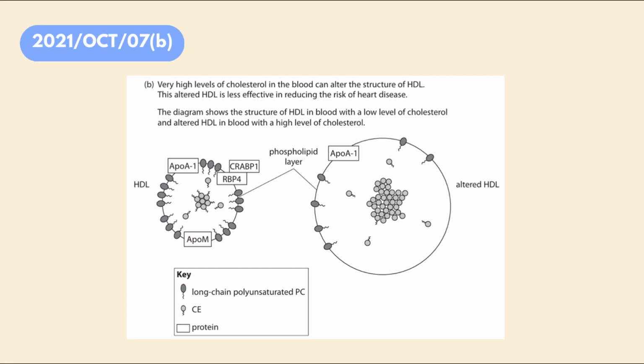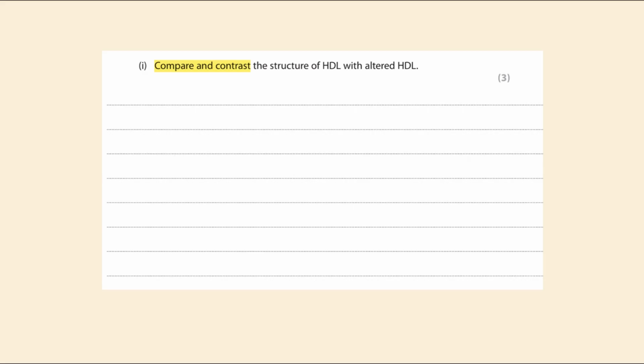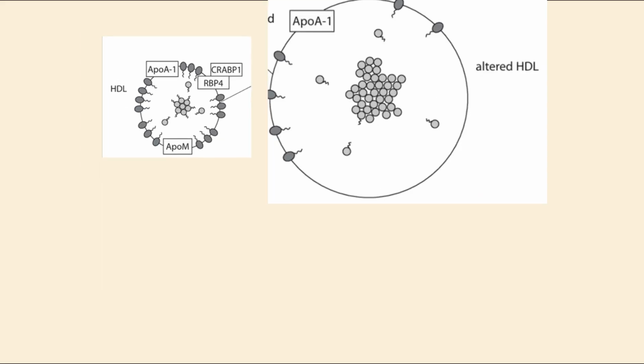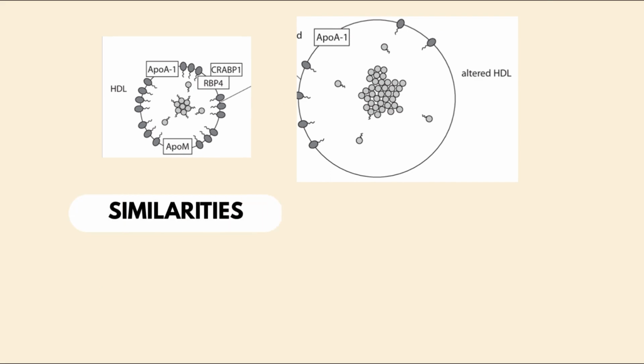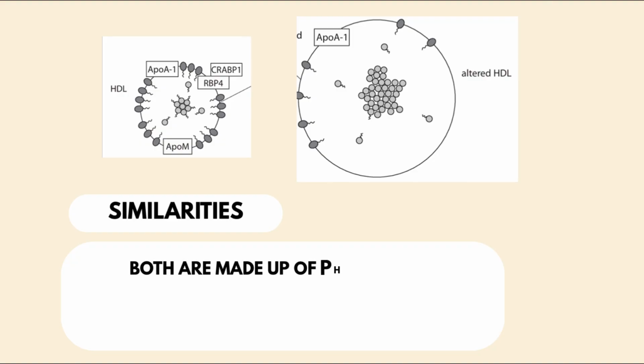Now let's go back to the 2021 question, but this is a different question. Two diagrams are given, HDL and altered HDL. HDL functions as a cholesterol transporter, and the altered HDL carries a higher amount of cholesterol than the normal HDL. The question asks you to compare and contrast the structures, so you must write similarities and differences based only on the diagrams. As you saw, we can write the similarities: both of them are made up of a phospholipid layer and both contain apoprotein A1.